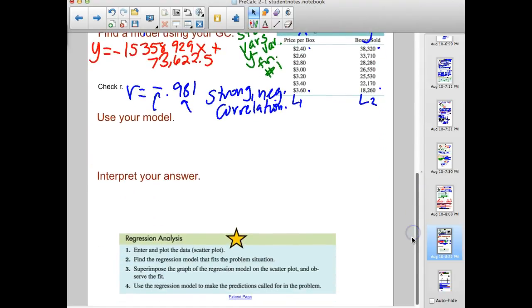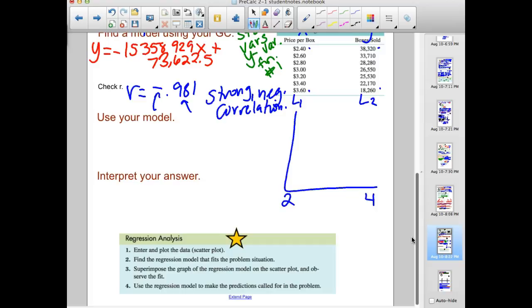And we can check that. Go ahead and graph it. Let's set our window between 2 and 4 for X because our prices were somewhere between $2 and $4. And boxes sold, let's go from 10,000 to 40,000. Okay, go ahead and graph it. All right, your dots are very close to a line, aren't they? So it is strong and it's going in a negative direction.